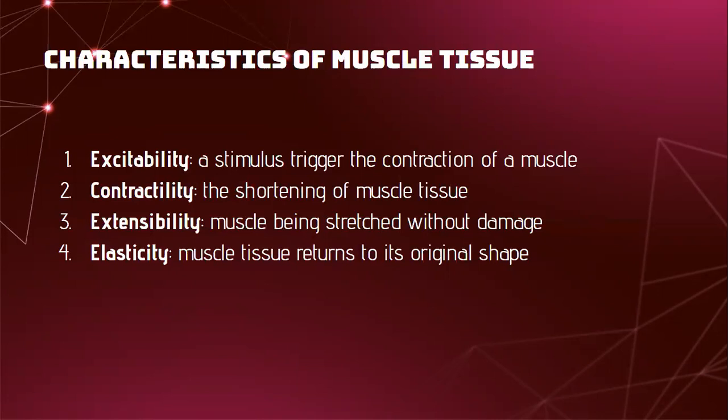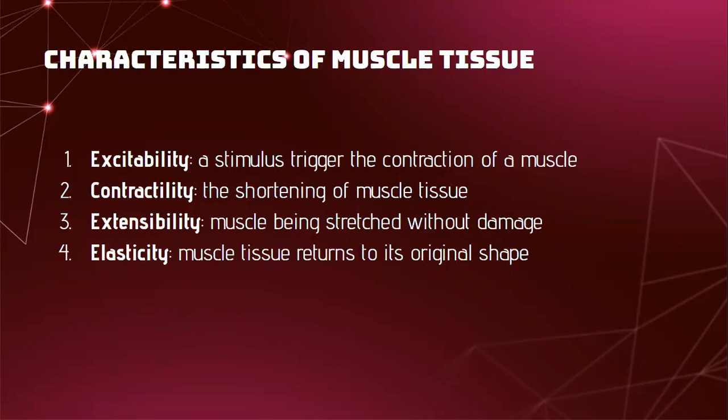Third is extensibility, muscle being stretched without damage, kind of the opposite of contractility. Like I just said, muscle is somewhat flexible. I wouldn't say it's stretchy like slime, but it can be stretched without damage to a certain extent. But if you extend it too much, your muscles can stretch or tear or rupture, which is very, very painful. Fourth is elasticity, which is when your muscle tissue returns to its original shape.